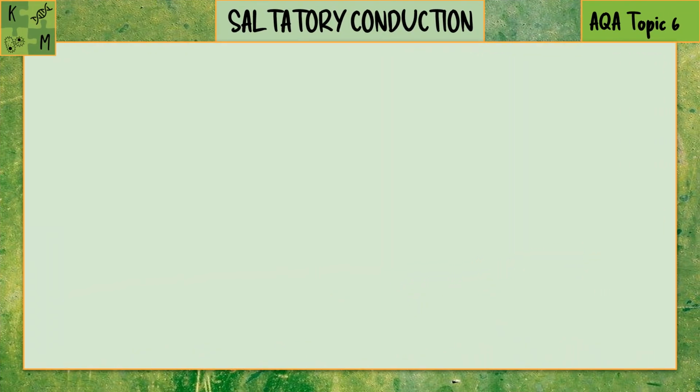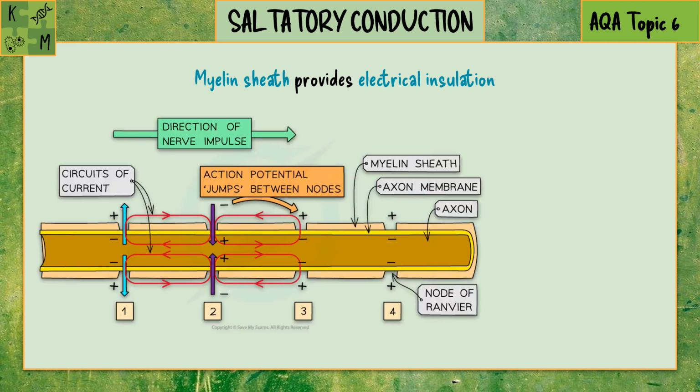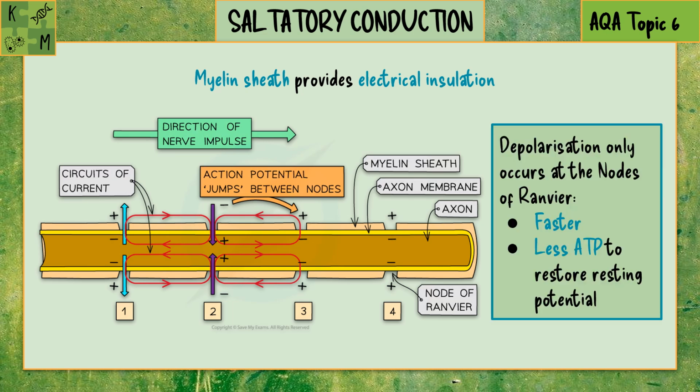The myelin sheath is a fatty layer that provides electrical insulation to the parts of the membrane it covers. This means that no depolarization occurs at these parts of the membrane. Where depolarization does occur, the sodium ions that diffuse in repel one another, leading to depolarization at the next node of Ranvier. As depolarization only occurs at the nodes of Ranvier, the action potential is conducted much faster. It also means that less energy is required, as ATP is only needed for the sodium-potassium pump at the nodes, rather than down the entire length of the membrane.